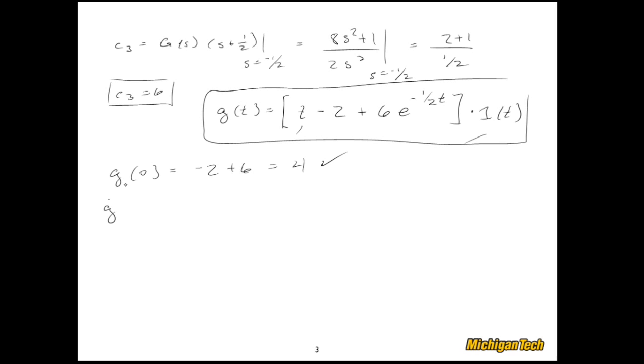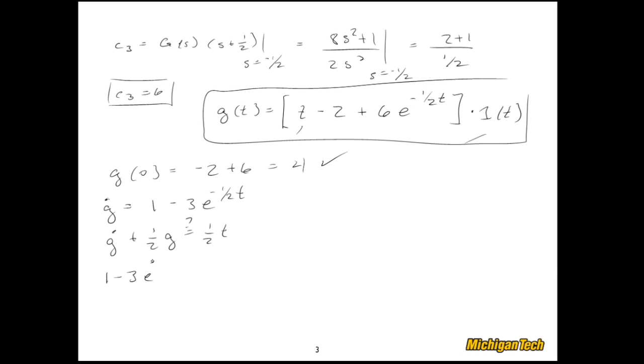Let's take the derivative of our solution, or what we think is our solution at least. We get 1 minus 3 e to the negative 1/2 t. And now I need to check to see if that satisfies this equation. I'll put a question mark up there. So let's see, we'll just plug stuff in.